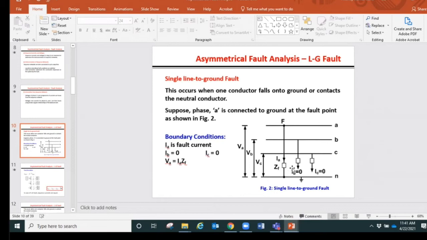The impedance, generalized fault impedance is ZF, like I was telling in the beginning, and then the other fault currents will be 0, and the voltages for the three phases are also shown. So IA is the fault current, this is the boundary condition, and IB 0, IC 0. And if we look at the voltage, what is happening here is the phase voltage of A is now going to be dropped in between the fault point and this point on the neutral bus. So it's going to be given as IA times ZF. So that's the boundary condition.